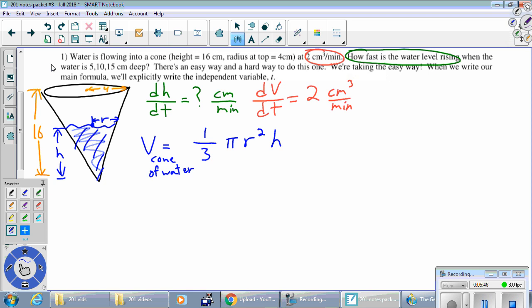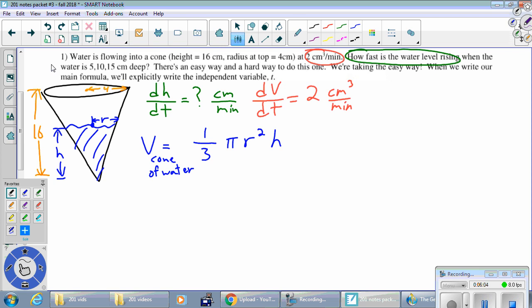Okay, so we could do it at the moment, but at the moment there are two variables on the right-hand side, and sometimes that's just the way it is, and you can't get around that, but we can get around it here, and we're going to take the easy way out, and we're going to eliminate one of those variables right off the bat. Before we take a derivative, we're going to make this equation simpler.